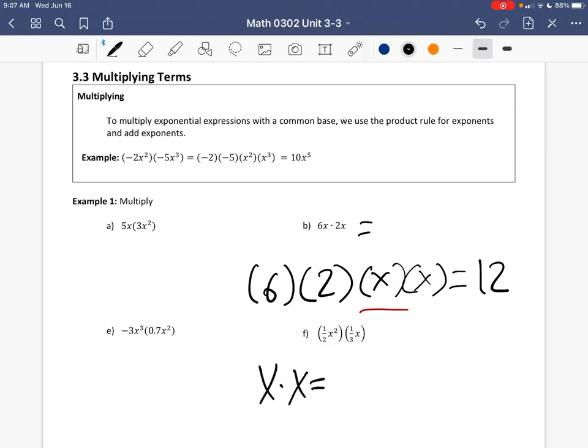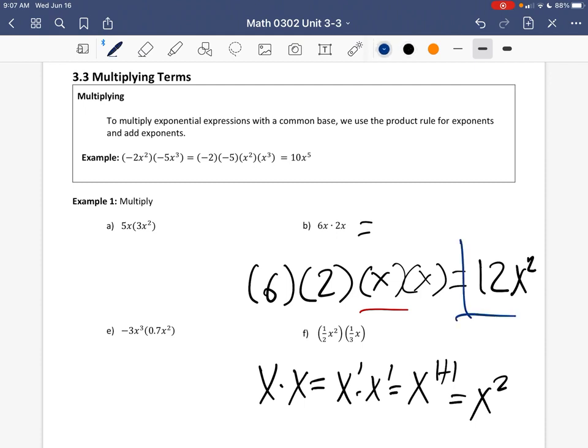x times x. That's the same thing as x raised to the 1 times x raised to the 1. X raised to the 1 plus 1, x squared. So we'll bring it back into here. And our answer, that's going to be 12 times variable x raised to the 2. And I'll put a box around the answer.